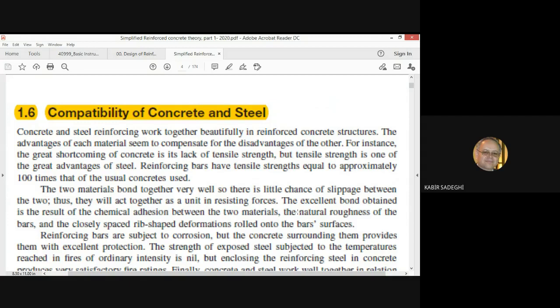I am repeating, thank God. They are the same. They work together and we can have reinforced concrete buildings. This is one advantage and one thing that you should pay attention to.